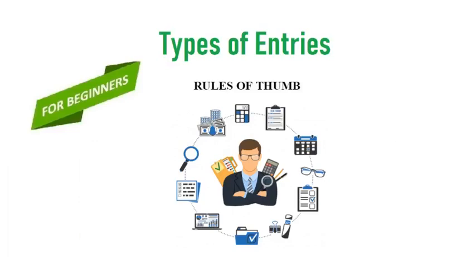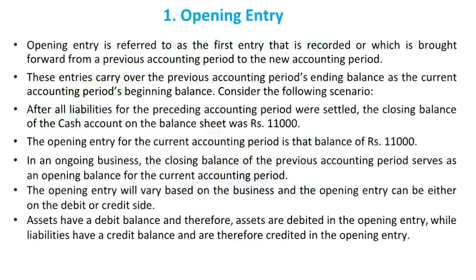Types of entries: a beginner's guide to learn from scratch. Number 1 type of journal entry is the opening entry. Opening entry is referred to as the first entry that is recorded, or which is brought forward from a previous accounting period to the new accounting period. These entries carry over the previous accounting period's ending balance as the current accounting period's beginning balance.